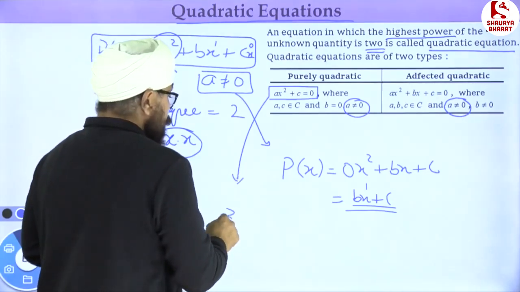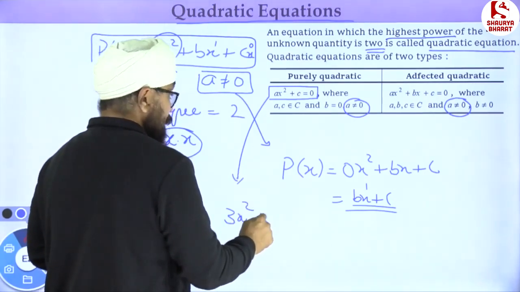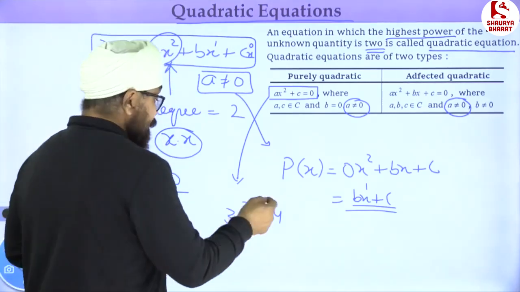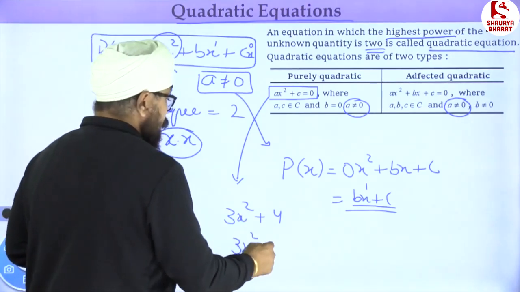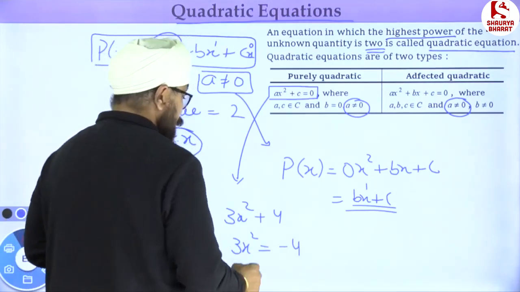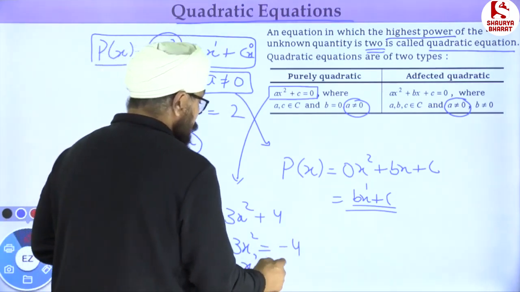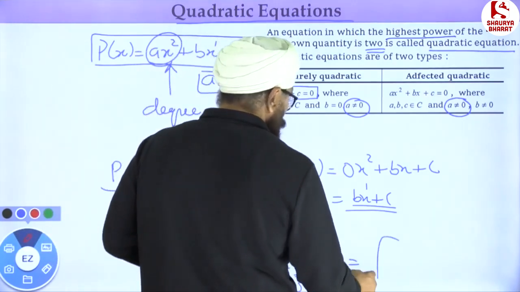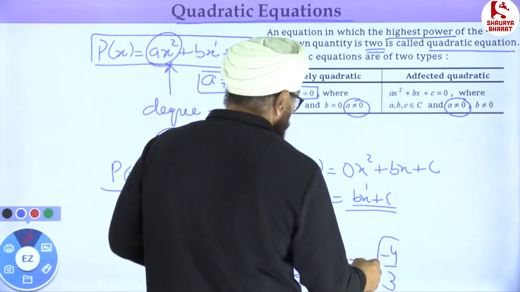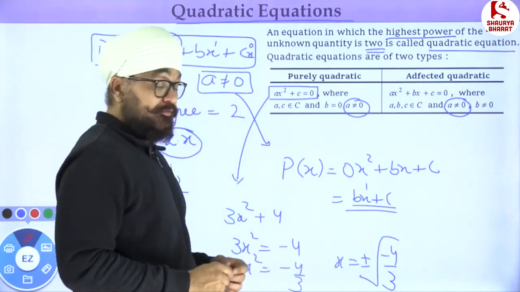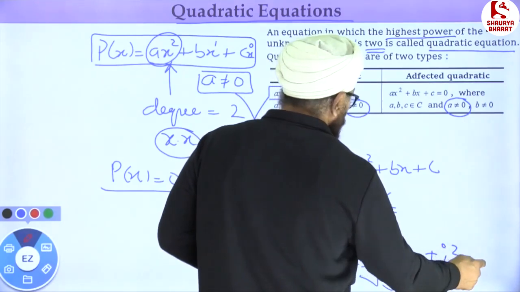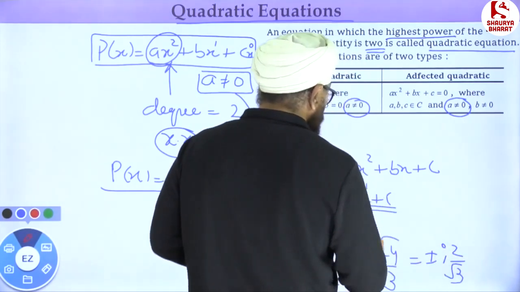We can break this one, because if I am going to get, say, 3x square plus 4, we can write them in terms of factors, or we can take it to the other side, that is 3x square is equal to minus 4, then we can have x square equal to minus 4 by 3, then x equal to square root of minus 4 by 3. And we know that the square root of a negative term will give you a complex number, that is plus minus iota 2 upon root 3. That means we will get the answer.